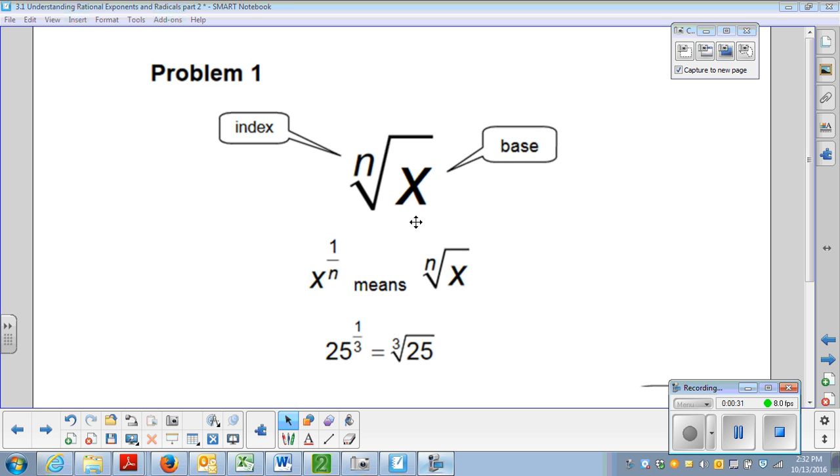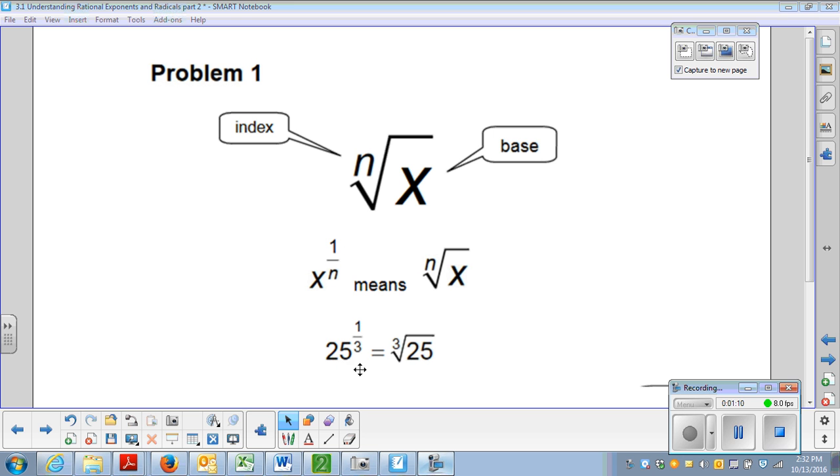What you need to know is how to convert from a rational exponent to a radical and vice versa. As you can see, starting out with your x being to the 1 over n, that means the same as the nth root of x. So the number that's here for your denominator will go in place of your root. This is called, again, the index. The number that's been raised to the rational exponent is your base.